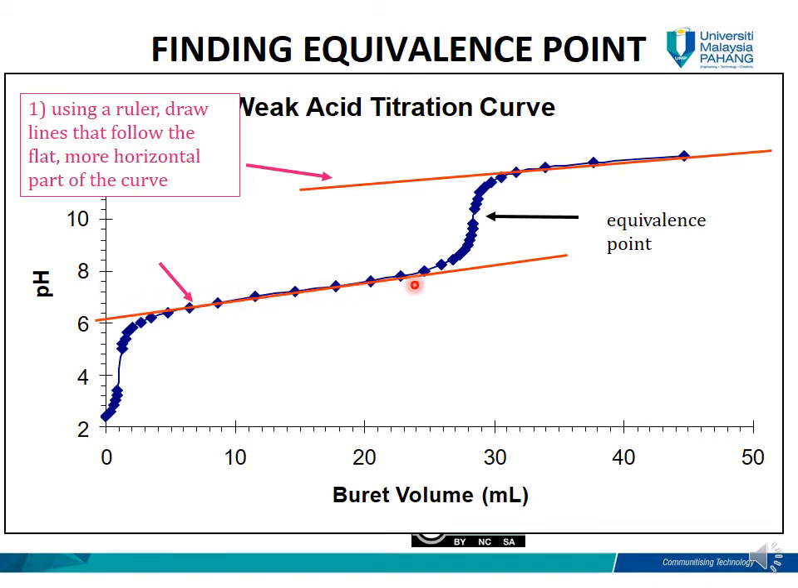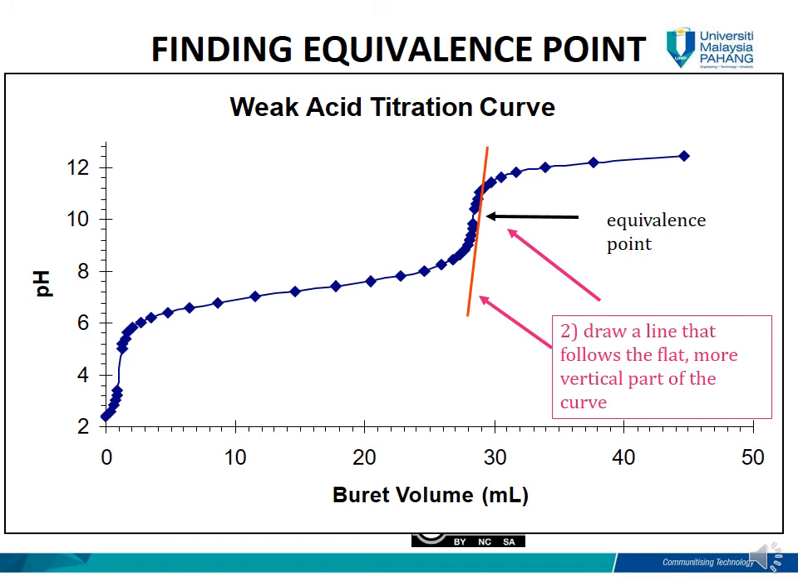This is just a buffer region. And this is what we call the plateau of a reaction. Here you can see that at this region is where the equivalent points are located. So first step, you need to use a ruler and draw the lines following the flat, more horizontal part of the curve. Just draw a straight line between these two lines.